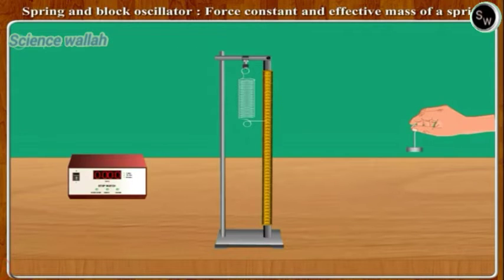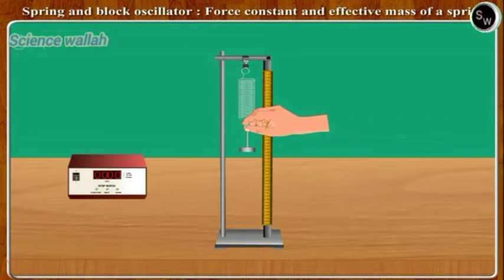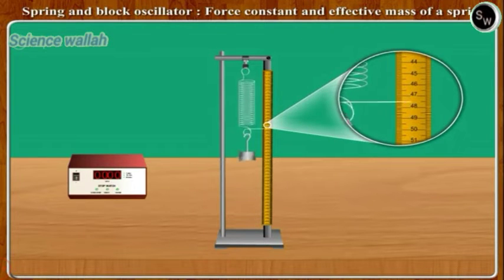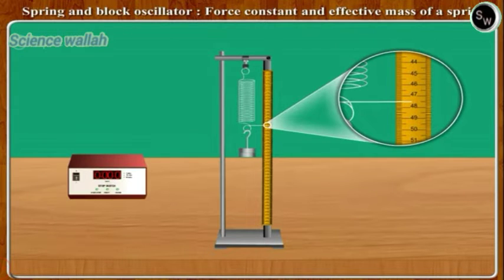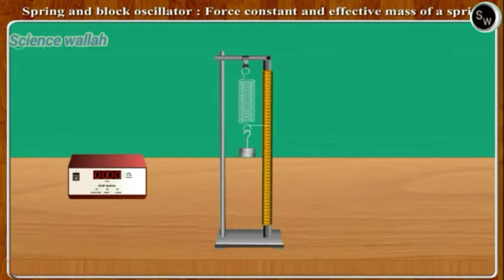Observation number 1, mass of the hanger m1 is equal to 50 gram. Suspend the hanger at the end of the helical spring. Place a mass of about, say, 50 gram in the hanger. Wait for some time for the hanger to be motionless. Observe the position of the pointer on the scale. The tip of the pointer gives the equilibrium position of the oscillating system.